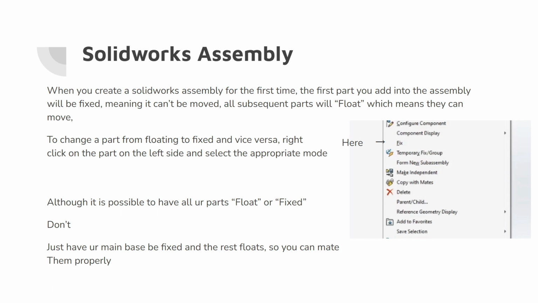But let's say you input the cap first, right? I've made that mistake before. And then you input the bottle. But you want the cap to spin on the bottle, not the bottle to spin on the cap, right? Because that's kind of stupid. So you can right click on the part and change fix to float and float to fix.